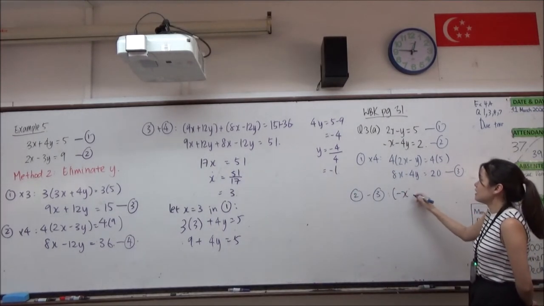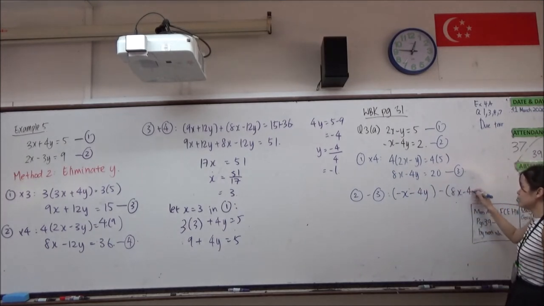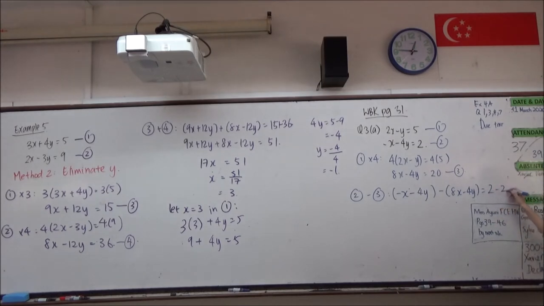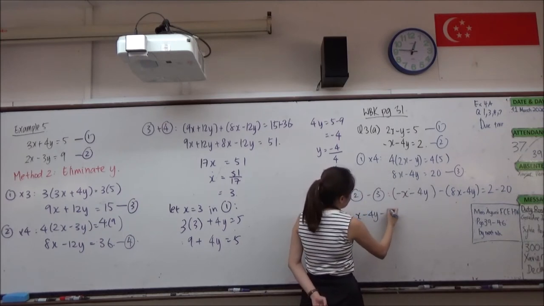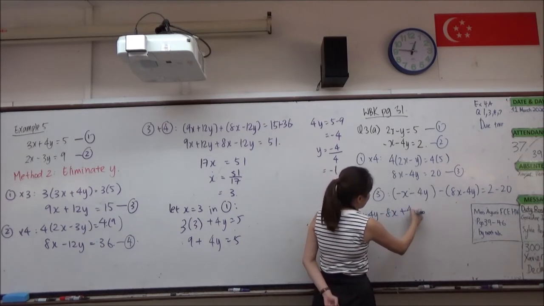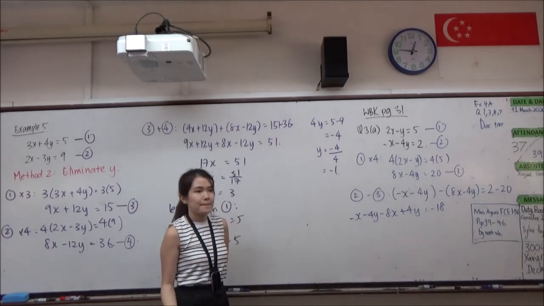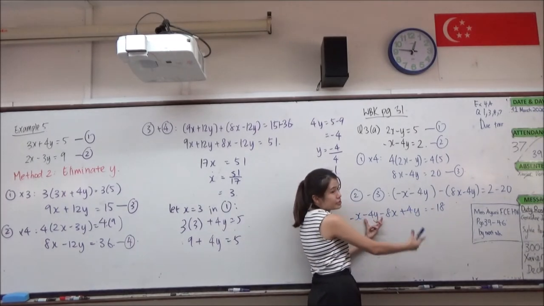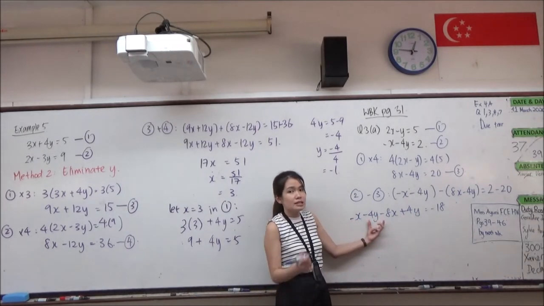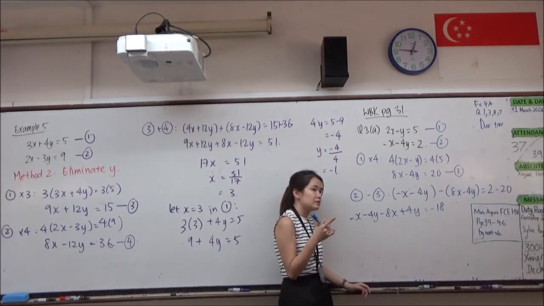We should take negative x minus 4y minus away 8x minus 4y equals 2 minus 20. And that simplifies to negative x minus 4y minus 8x plus 4y equals to negative 18. So we see negative 4y and plus 4y now, so it disappears. Just like minus 2 plus 2 becomes 0.